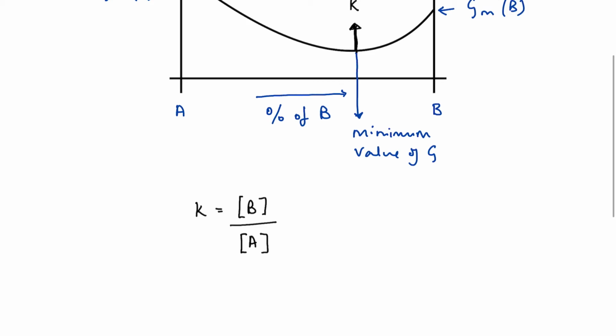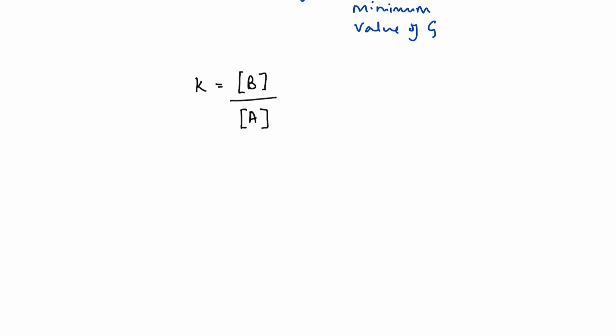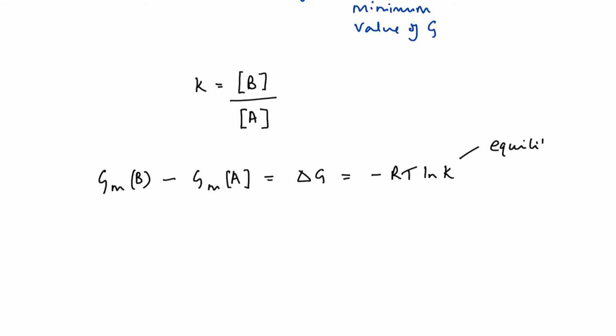Now we can pull all this together with a little bit of maths and a sprinkle of magic. We can go on to say that the difference in molar Gibbs energy between our product, B in this case, and our reactant, A, which is more commonly known as delta G, is equal to minus RT ln K. So K is our equilibrium constant, R is our trusty gas constant, T is the temperature in Kelvin.